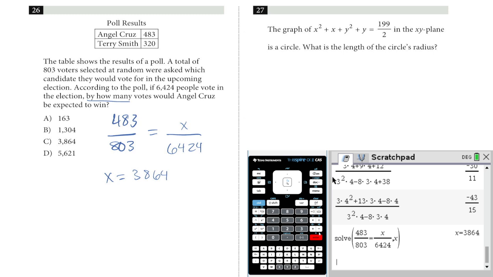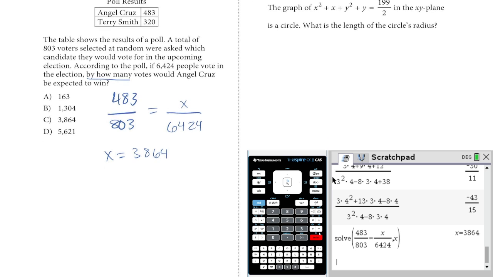However, the question was not how many votes did Angel Cruz win. It was by how many votes would Angel Cruz be expected to win by. So X is the number of votes for Angel Cruz. To figure out Terry, we know that everybody else must have voted for Terry. So we just do the 6,424 minus 3,864, and this would give us Terry's votes, I'll put T for Terry. So again, I'm just using my calculator, and I'm just going to do regular math. I'm not doing any solve function. I'm just subtracting two numbers, 6,424 minus 3,864.